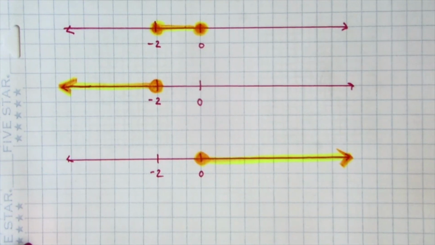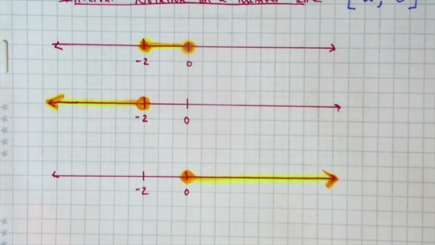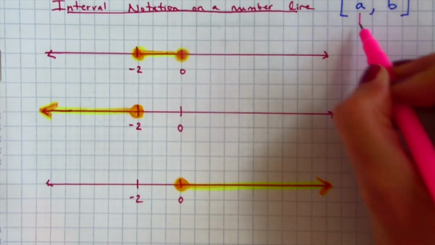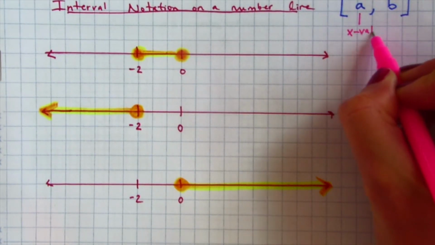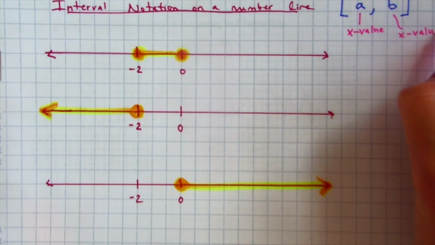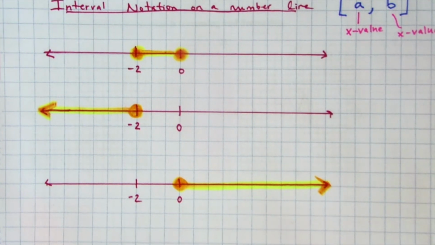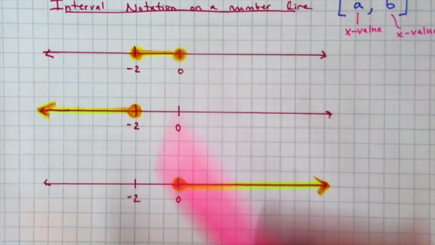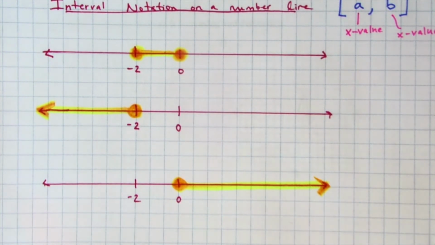And last class we talked about how this A value is an X value, and this B value is also an X value. So at this point, if you want to pause the video to copy all this down, go ahead and do that.